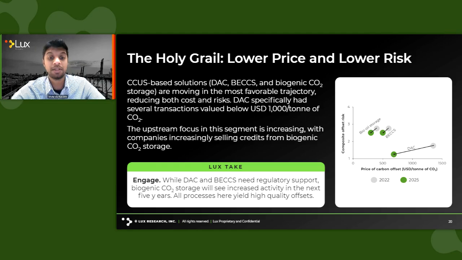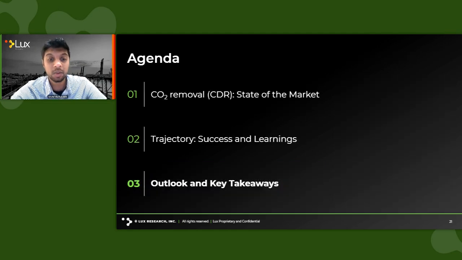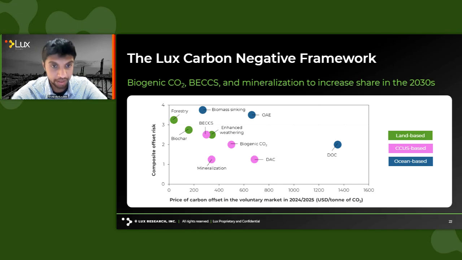So, to wrap up with the outlook and some key takeaways, if we come back to the figure of the carbon negative framework, right? So, direct ocean capture today is exactly where direct air capture was in 2021 or 2022 in terms of pricing, right? So, it remains to be seen if regulations and corporate stakeholders will let it go down the same cost and risk reduction curve as direct air capture, but for now, it is still worth monitoring.